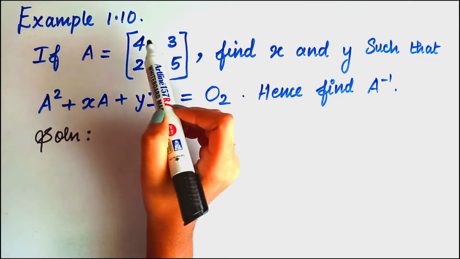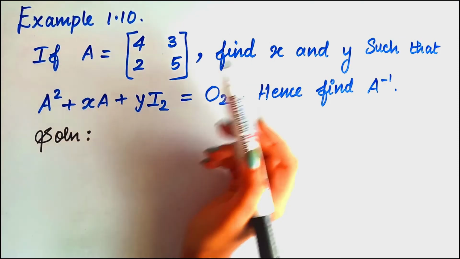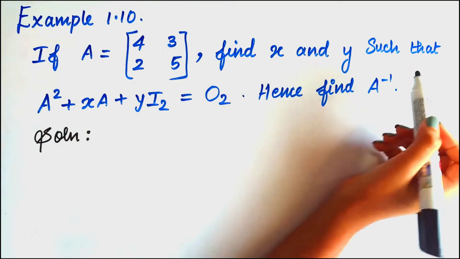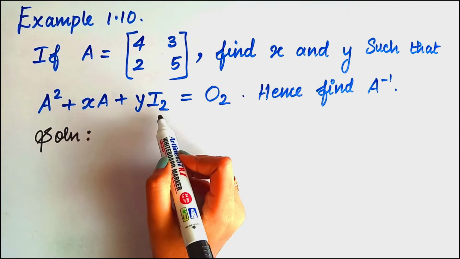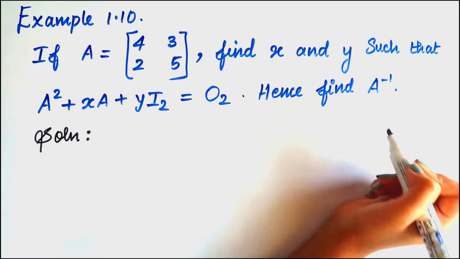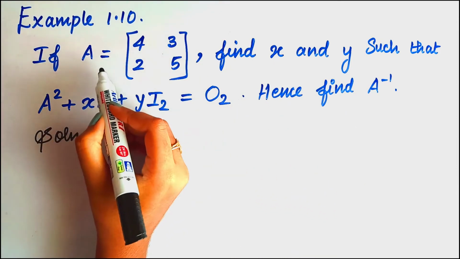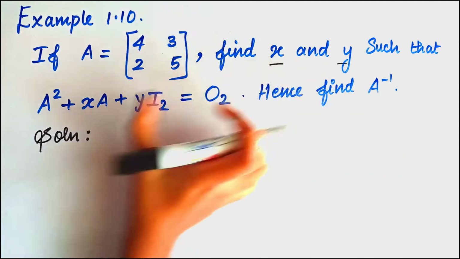Example 1.10. If A is equal to [4, 3; 2, 5], find x and y such that A square plus x into A plus y into I2 is equal to O2. Hence, find A inverse. So here they have given the value of A and we have to find the value of x and y in this equation.